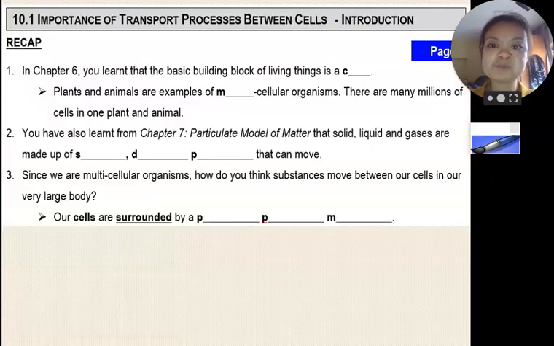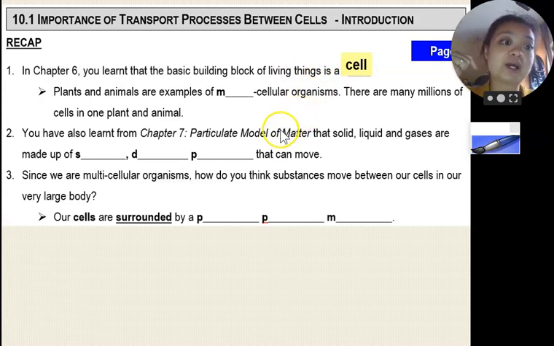So let's move on. In chapter 6, we learned that the basic building block of all living things is a cell. Plants and animals, you and I, are examples of multicellular organisms. Now, Sec 1, similarly to the rest of the other lectures, if you need time to fill in the blanks, please make sure you pause the video. You can pause because this is a recorded lecture.